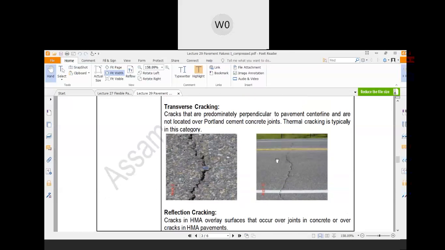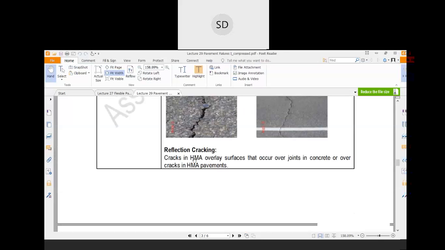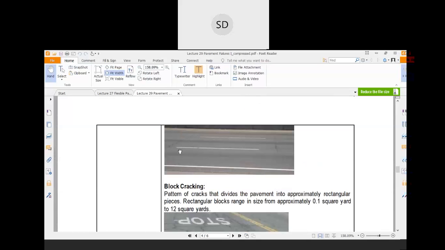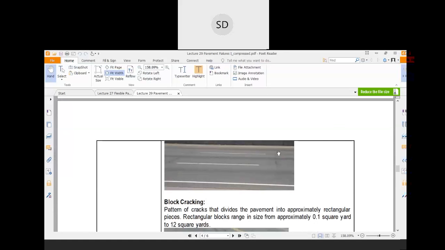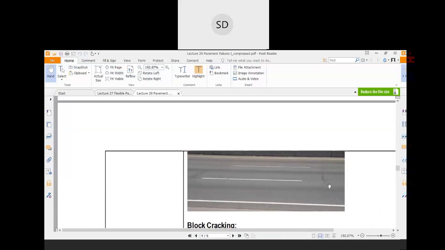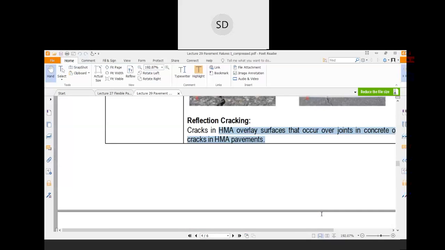Now, transverse cracking is that type of cracking which occurs in the transverse direction. See this type of cracking. Then reflection cracking, cracks in hot mix asphalt overlay surface that occur over joints in concrete or over cracks in HMA pavements. So see, these are the reflection cracking. Why reflection cracking? See these two cracks, this crack and that one. It is similar, it resembles a reflection, the reflection of this cracking is that one. So therefore it is called reflection cracking.